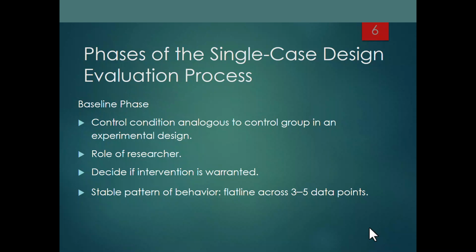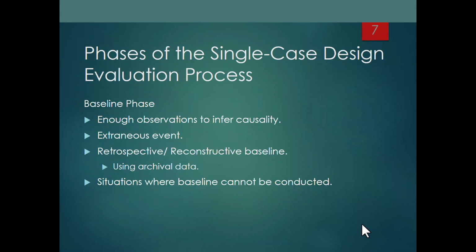Measurements of the dependent variable should continue until a stable pattern of behavior is obtained. A stable pattern is a predictable pattern to the occurrence of the problem behavior. If data points are plotted chronologically on a graph, a stable baseline is indicated by a flat line across 3 to 5 data points. During the baseline phase, to infer causality, it is important that you have enough observations to demonstrate that the intervention caused the change in the target behavior and not extraneous events.